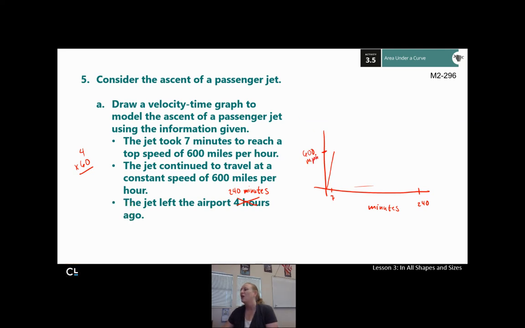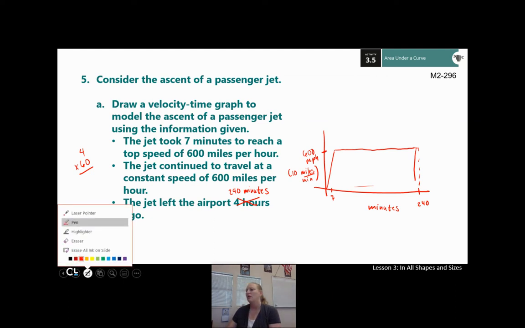Miles per hour. But we also know now that that's 10 miles per minute. Oh my goodness, Miss Scott, get it together. So if you want, you could do 10 miles per minute. We know that's going to be a problem anyway in just a little bit. And of course, it's a nice constant speed all the way for that 4 hours until we get to that 240.